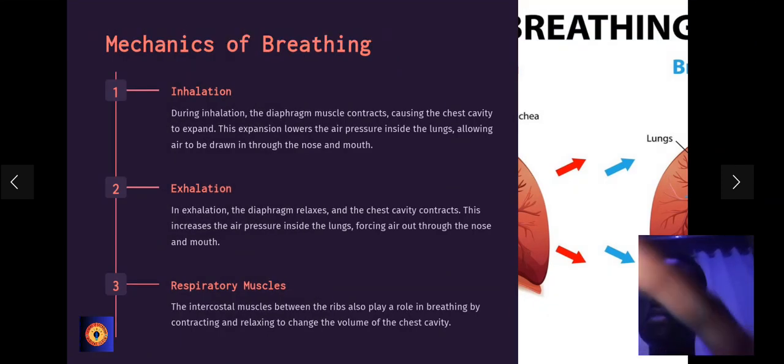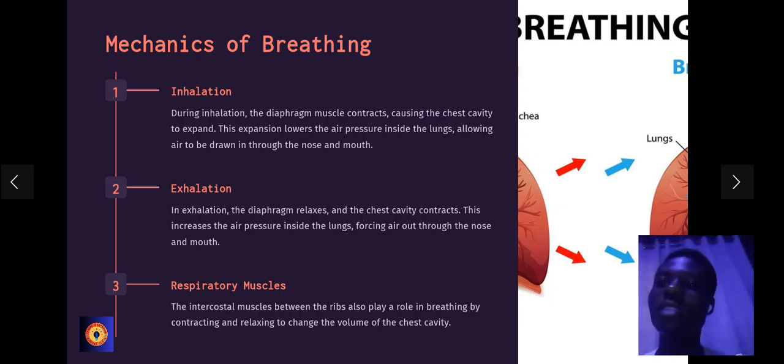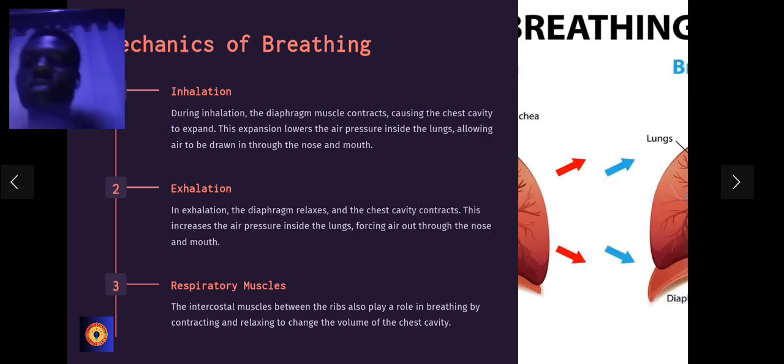We'll be talking about the mechanism of breathing. We have inhalation, exhalation, and respiratory muscles. Now let's talk about inhalation. During inhalation, the diaphragm muscle contracts, causing the chest cavity to expand.